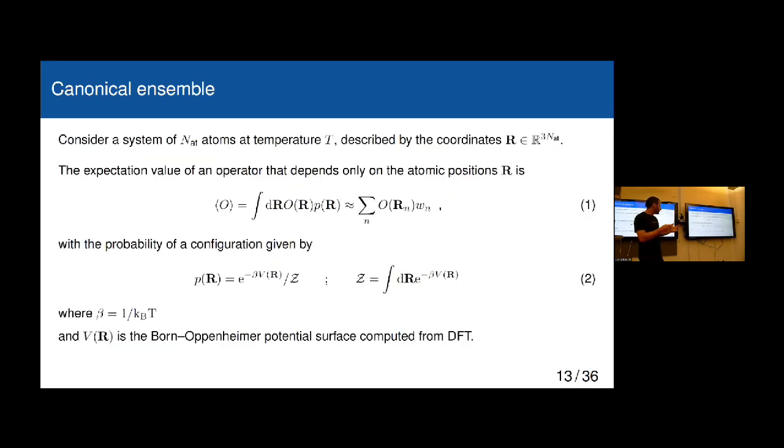Right. So formally, how do we conceptualize this? All right, consider a system of atoms at temperature T, described by the coordinates R. So R is the coordinates of all the atoms. And if we want to compute some observable that depends only on the position of the atoms, this is what we do. We do a thermodynamical average, and P will be the probability of being in a given configuration. So e to the minus beta V of R, where V is the potential that we can compute from DFT. And Z is the partition function.